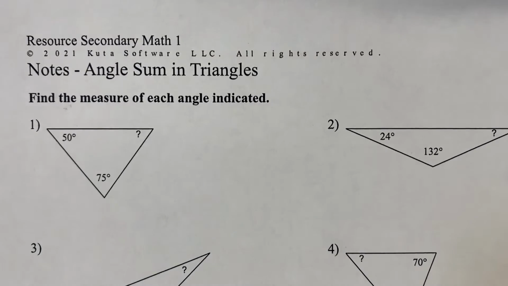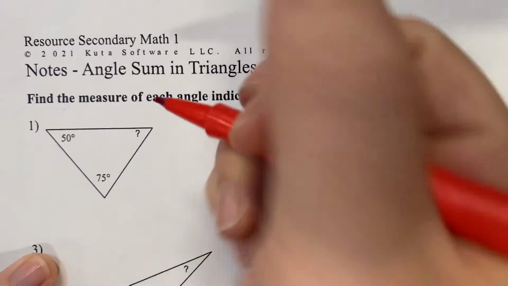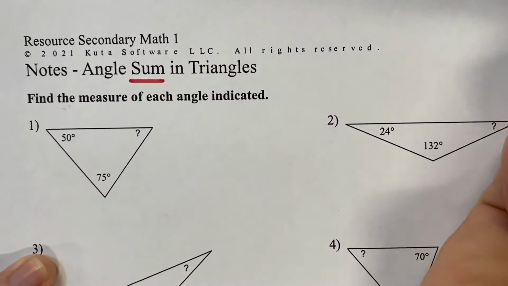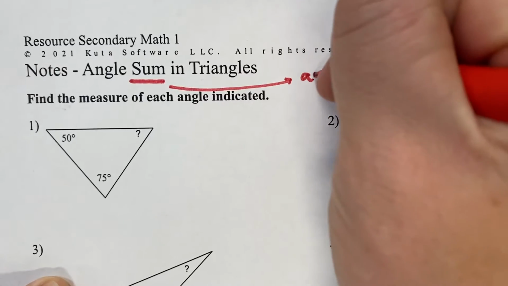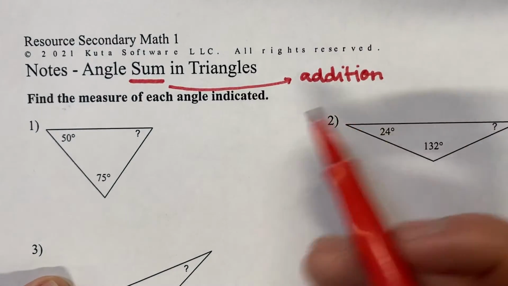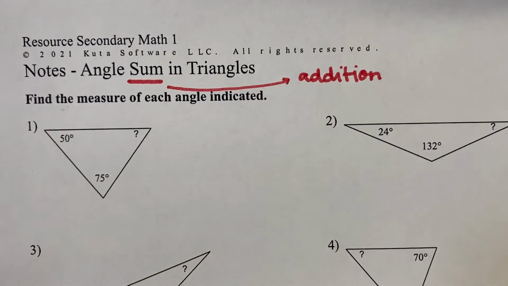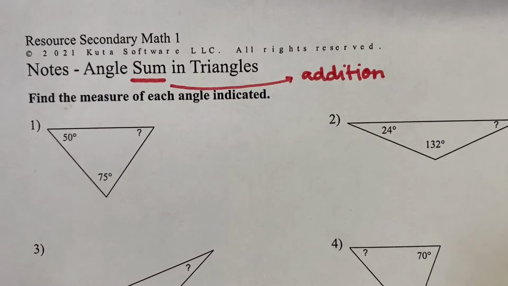Okay, we are going to be talking about angle sums in triangles. One thing we need to remember whenever we see the word sum is that we are adding things. Sum is the answer when we are using addition. So we're going to be adding these angles in triangles up today.